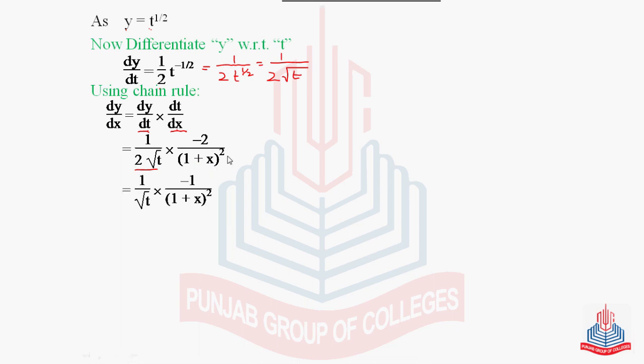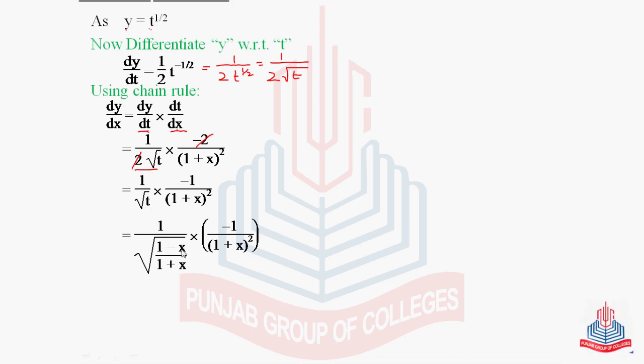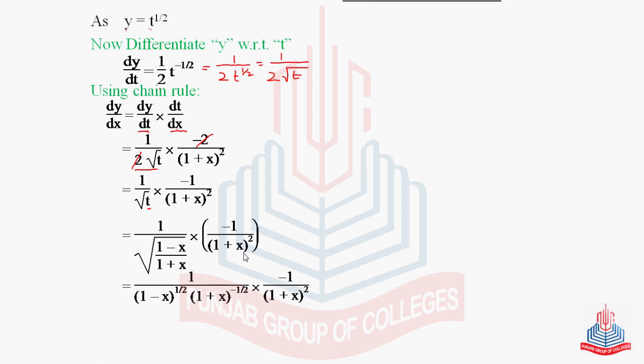That becomes 1 over square root of t multiplied by minus 1 divided by (1 plus x) whole square. As we substitute t as (1 minus x) over (1 plus x), just replace the value of t into minus 1 over (1 plus x) whole square. That can be written as 1 over (1 minus x) raised to the power 1 by 2 and (1 plus x) raised to the power minus 1 by 2, as this is in the denominator, into the same function, minus 1 over (1 plus x) whole square.